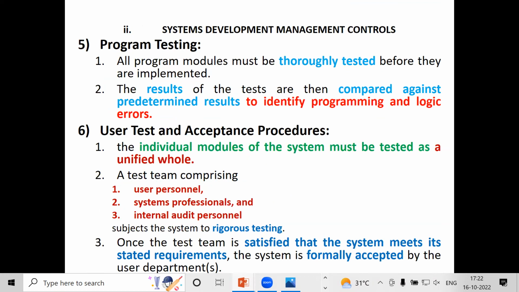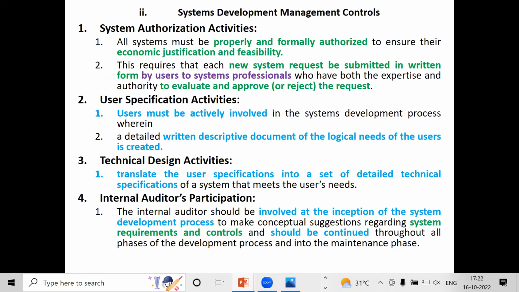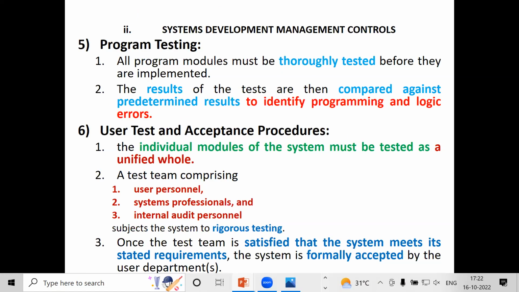Here, this is important. Testing. System authorization activity, user specification activity. User specification, which one is needed by the user, they have to prescribe. Technical design, after getting it, the design will be prepared with the technical experts. Internal auditor participation is needed because the internal control system is suggested by the internal auditor. And program testing. So user test and acceptance procedures.